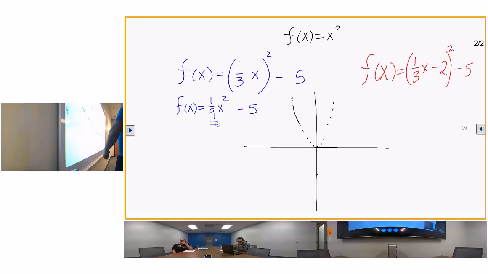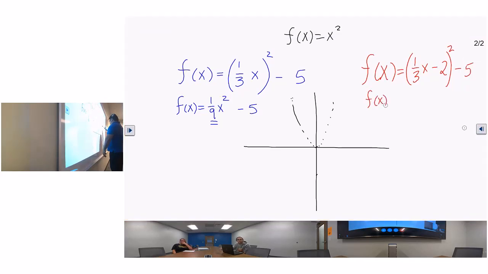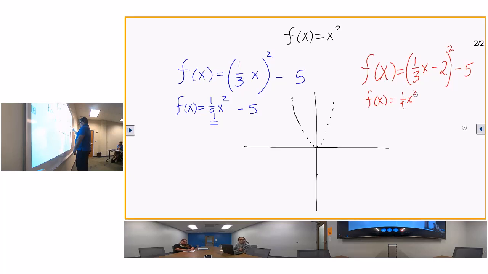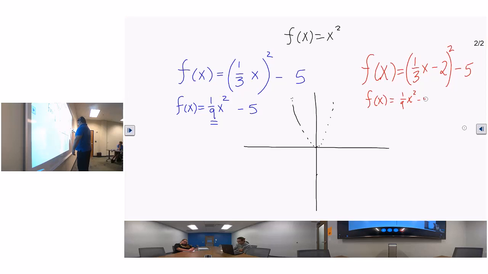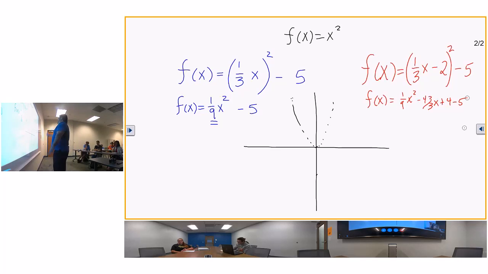This one, using your shortcuts, would be f of x is equal to 1/9 x squared minus 4/3 x plus 4 minus 5. And of course that would be a quadratic, and then you'd have to do completing the square. We're not going there, okay? So we'll just forget that one right now.